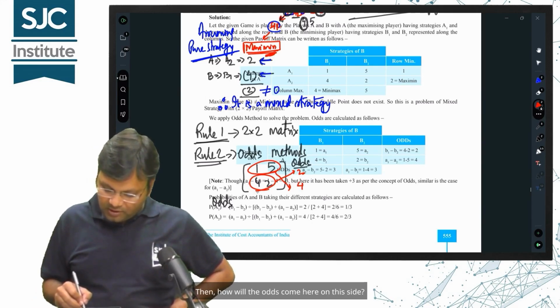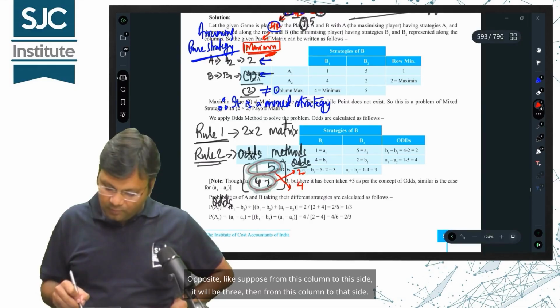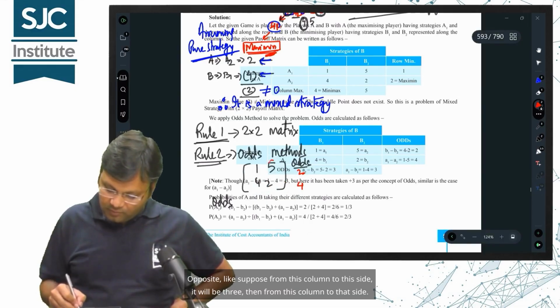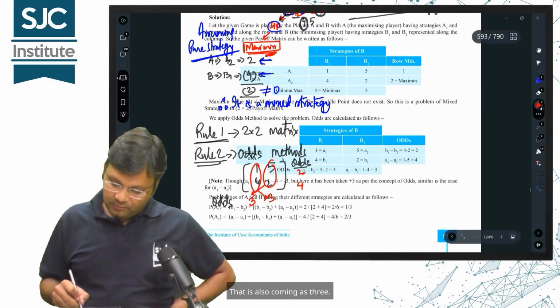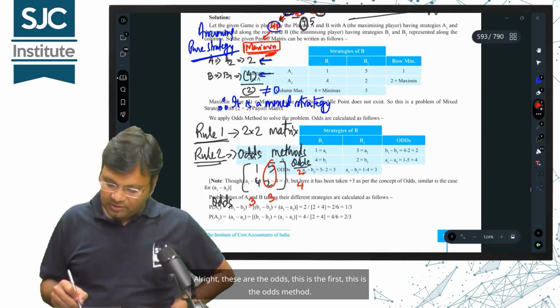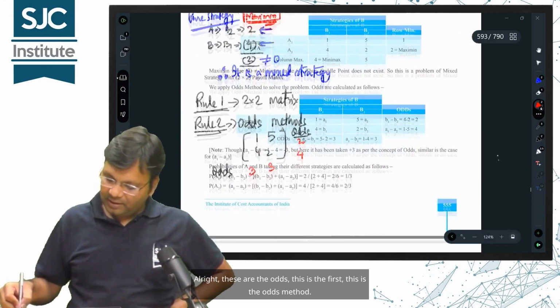Then, how will the odds come here on this side? Opposite, like suppose from this column to this side, it will be 3, then from this column to that side, that is also coming as 3. Alright, these are the odds, this is the first, this is the odds method.